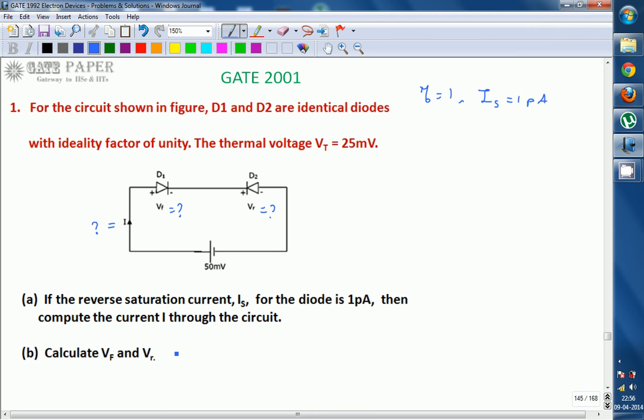Assume that Is1 is the reverse saturation current flowing through D1, and Is2 is the reverse saturation current flowing through D2. So these two are reverse saturation currents. Even though both are identical, we are naming them separately as Is1 and Is2. Both are the same, 1 picoampere. So we will indicate the directions of the reverse saturation currents and the forward currents for both the diodes based on whether they are forward biased or reverse biased.